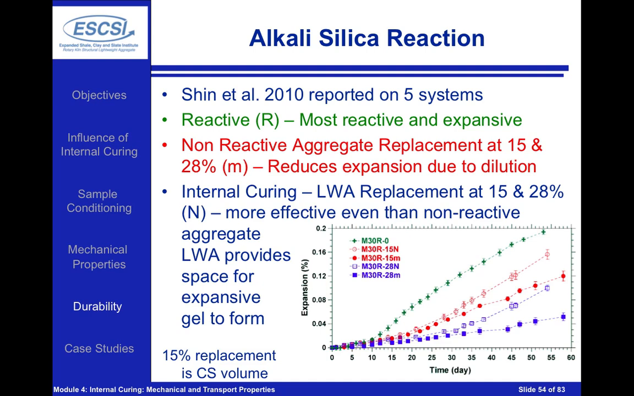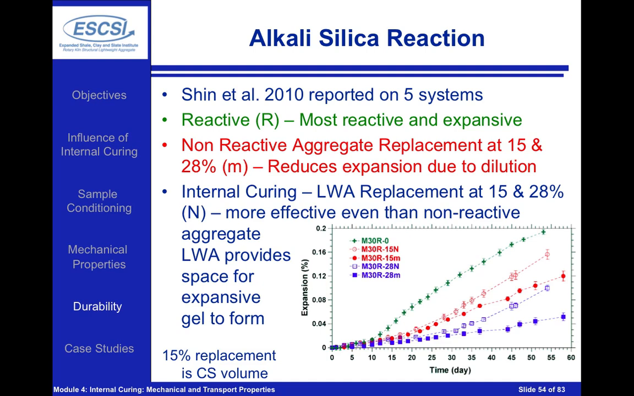So this is a typical mortar that has just reactive sand in it. Those reactive particles are going to be expansive. And what we can see is that after a relatively short period of time, we're going to see that reaction taking place, and we're going to see expansion occurring in the mortar bars. In red, what we've shown here is what happens if you just dilute the sand by replacing 15 or 28% of the sand with a non-reactive aggregate. So this is not an internally cured case. This is just replacing reactive sand with a non-reactive sand.